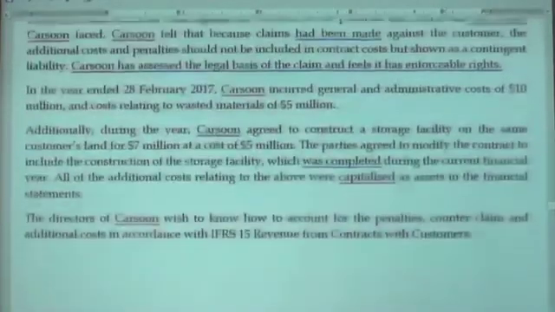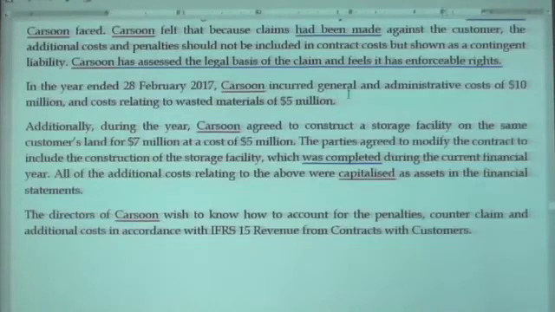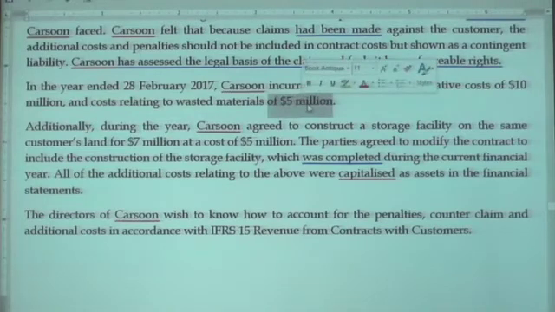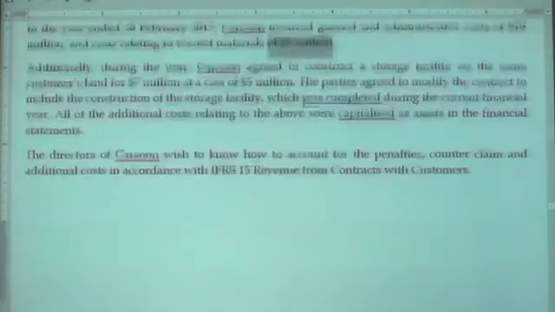In the year ended 28 February 17, Carsoon incurred general and administration cost of 10 million and waste material of 5 million. You know, directly it goes to profit and loss according to the contract cost.